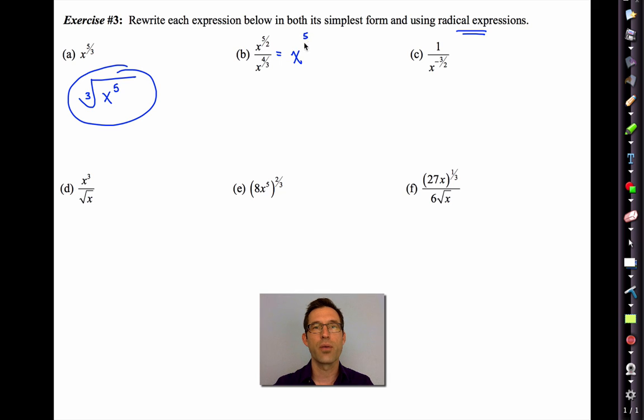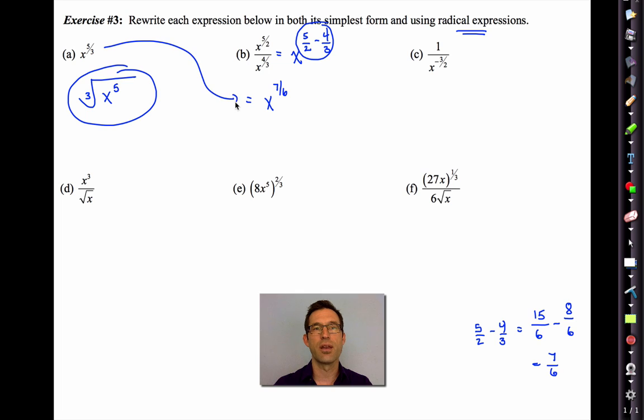That's it. Yay! On the other hand, x to the 5/2 divided by x to the 4/3, there we have to do some work, right? We're going to have x to the 5/2 minus 4/3. Now we've got to figure out what that is. I can make that into a 6. That would be 15/6. I can make that into 6. That would be 8/6, and that would be 7/6. So now I have x to the 7/6.